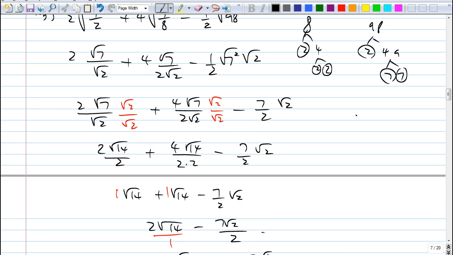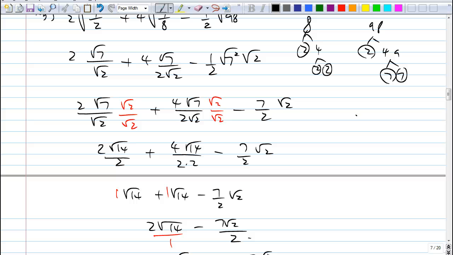Okay. Now, should I leave it this way, or do I need to make it into a common denominator and then add them together? Yeah, I need a common denominator and add them together. So who can tell me how to do this? Song? What do I need to multiply 2 rad 14 over 1 by so that they have a common denominator? 2 over?